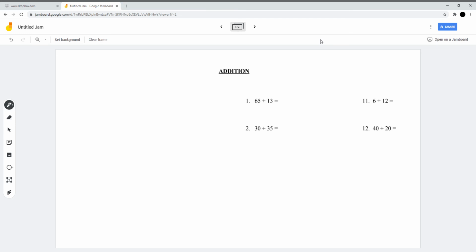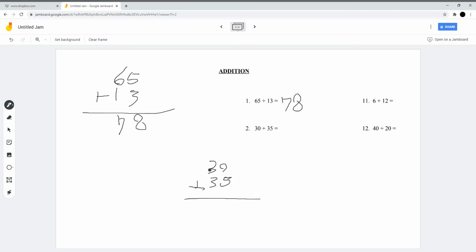Addition. Number 1, 65 plus 13. First, add this. 5 plus 3 is what? 8. And 6 plus 1 is 7. The answer is 78. 30 plus 35. 0 plus 5 is 5. And 3 plus 3 is 6. The answer is 65.